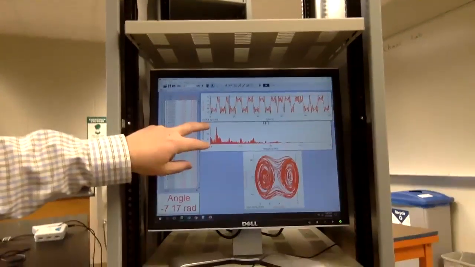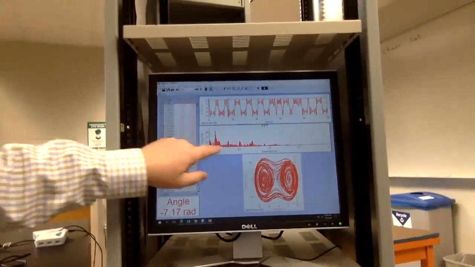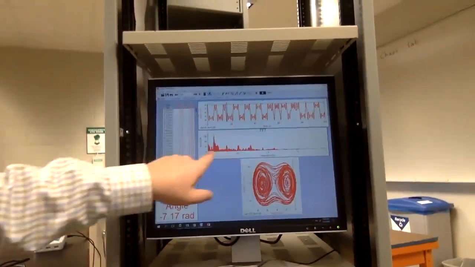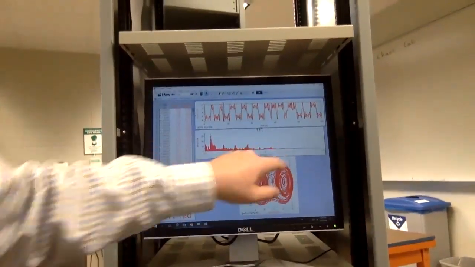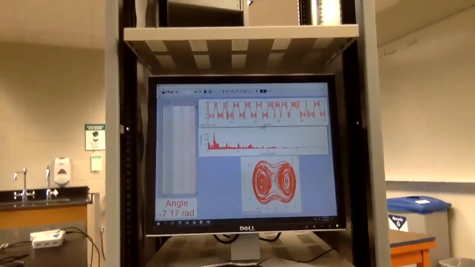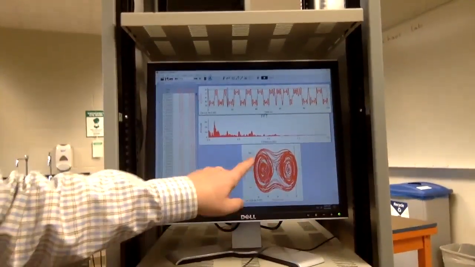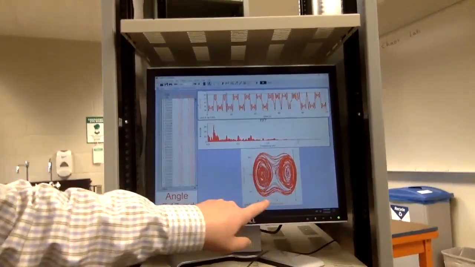Look at the Fourier transform now. The Fourier transform does not have a single peak at a well-defined frequency. Instead, it has frequency components all over the map. Another hallmark of chaos. And finally, let's look at the phase plot. This looks very interesting too.